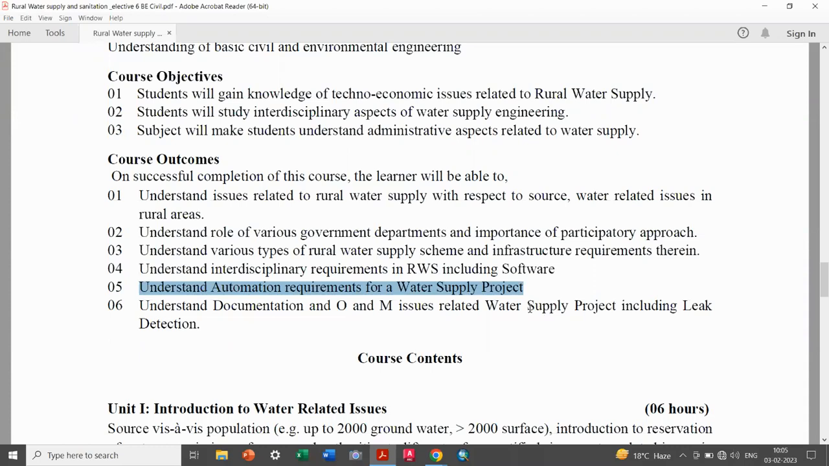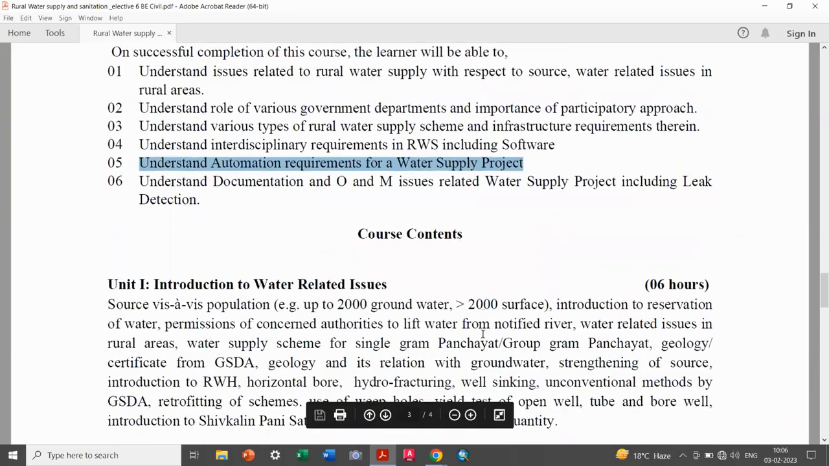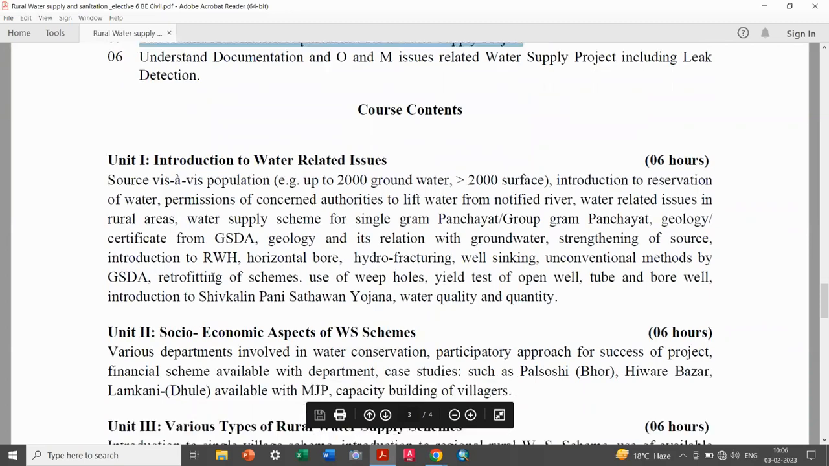So we have to put the PVC pipelines at such depth that they will not get broken. And again, there may be different leakages in the joints and the air valves, so we need to understand that through different sophisticated instruments we can measure such leakages. So in unit number one, the introductory part is there.